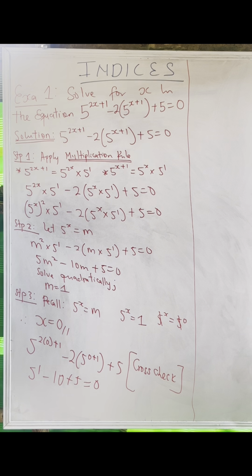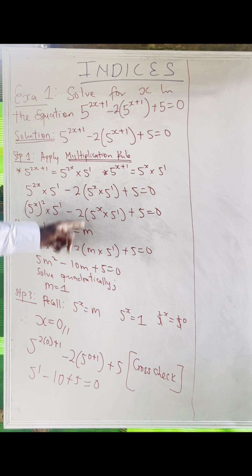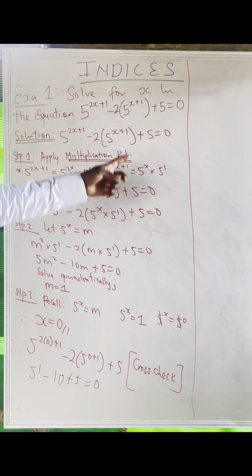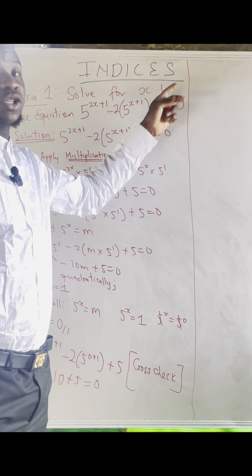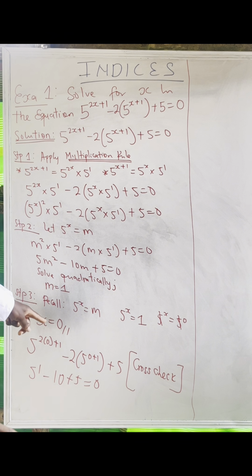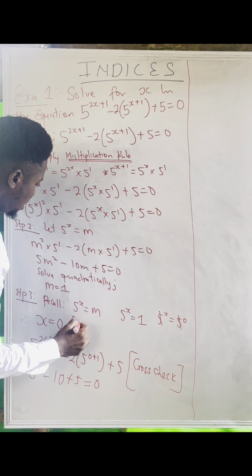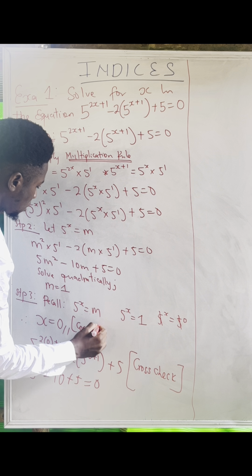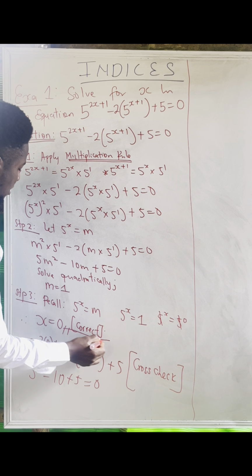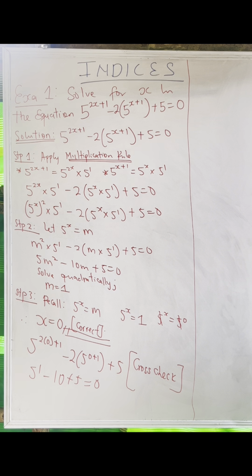So this simply means cross-check. Since after substituting the value of this x into this equation, I get what is on the right-hand side of the equation, that simply means that the value of x I got is what? Is correct. I will then write correct. So that is that, guys. Now let's go on to the next example.